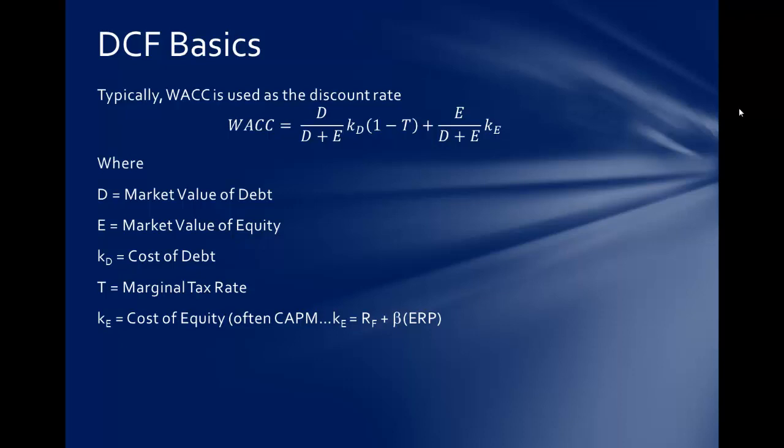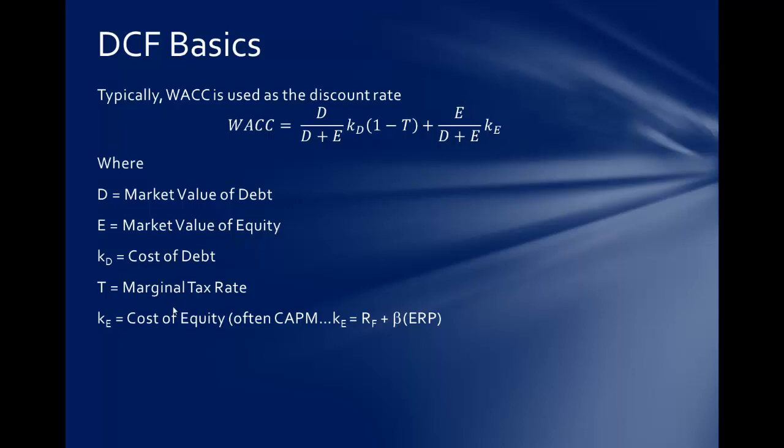Further, most people agree that the discount rate in a discounted cash flows model should be the WACC, the weighted average cost of capital. Generally speaking, the way that we calculate the weighted average cost of capital, assuming there's no material preferred stock, is to simply take the value of debt over the total value of the firm, multiply it by the cost of debt times 1 minus the marginal tax rate, and we add to that the value of equity over the total value of the firm times the cost of equity.